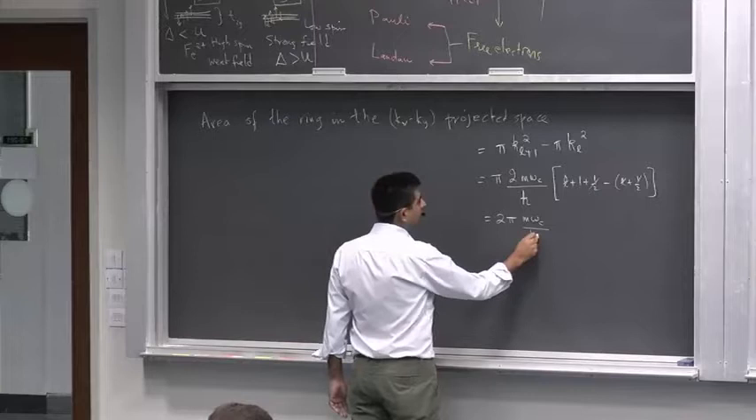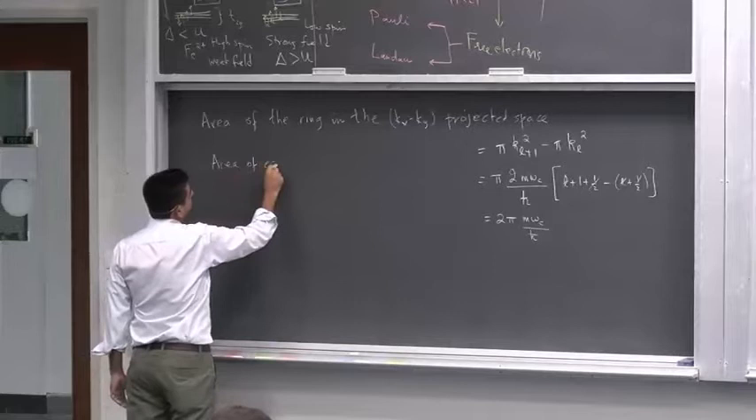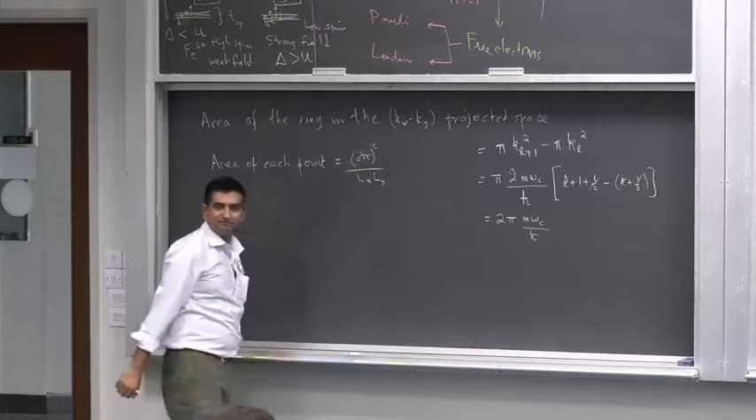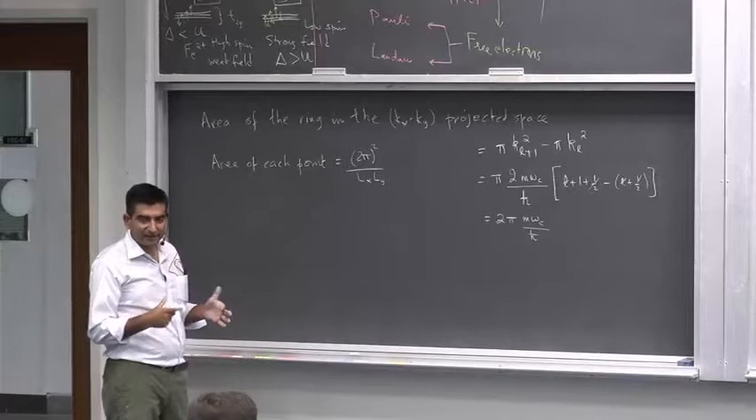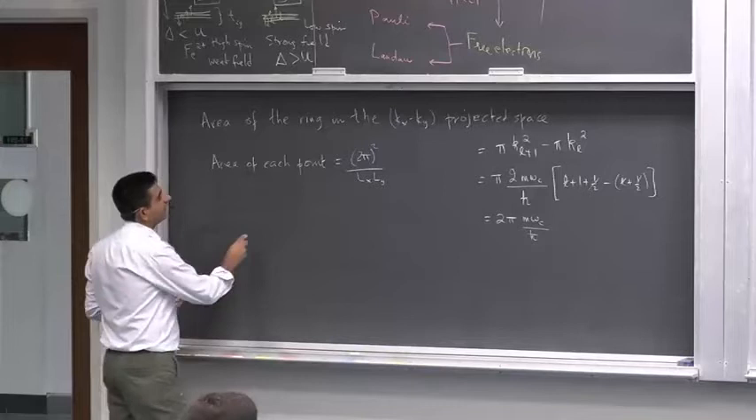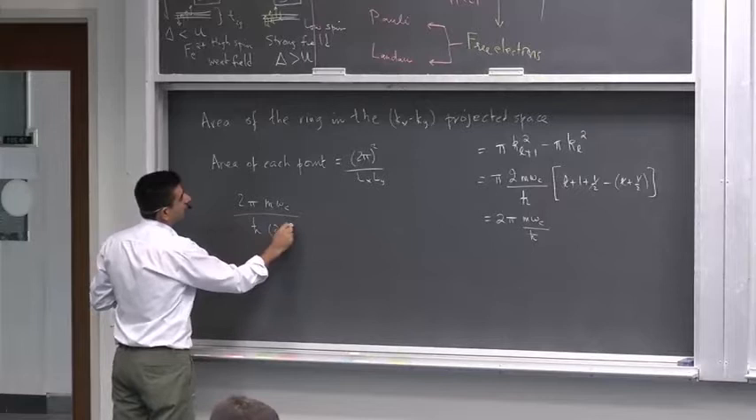Now this is the area. Now each point in the kx, ky plane occupies an area. The area of each point is simply 2 pi squared over Lx Ly. Right? If you divide the kx, ky plane into squares, that's the area of each square. So the total number of points within the yellow ring, which is a shadow of the Landau tube on the kx, ky plane, is given by this thing divided by this, which is 2 pi m omega_c over h bar divided by 2 pi squared over the area, giving m omega_c A over h.